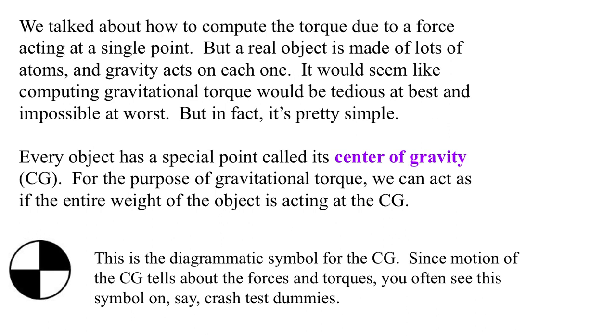Every object has a special point called its center of gravity, sometimes symbolized by CG. For the purpose of gravitational torque, we can act as if the entire weight of the object is acting at the CG. Over here we have the diagrammatic symbol for CG. The motion of the CG tells us about the forces and torques. You often see this symbol on things like crash test dummies or other things where you're going to track the motion. We can also tell how it spins by just measuring how that thing spins.